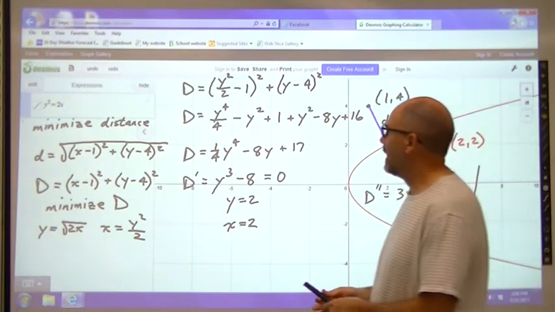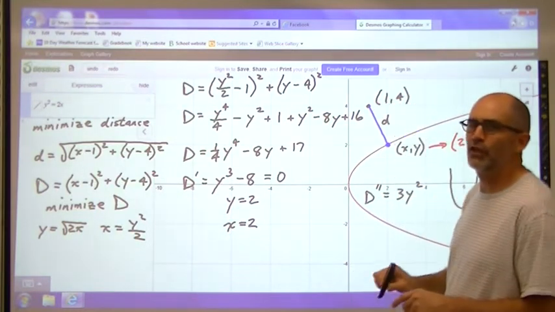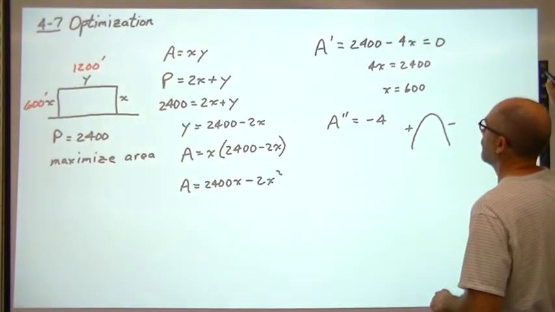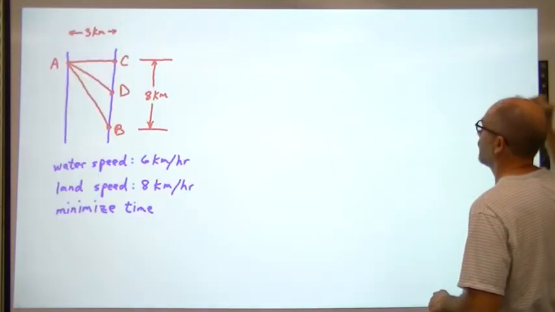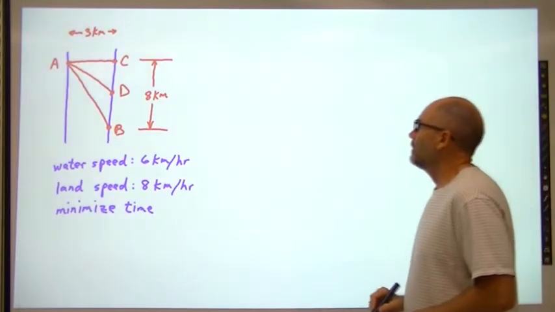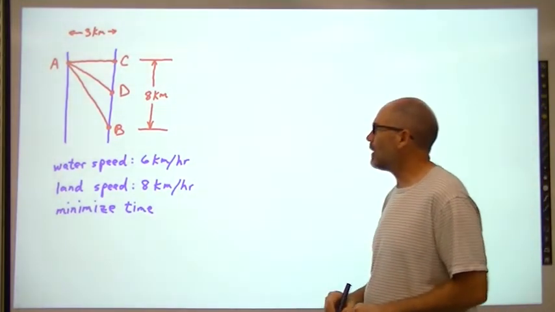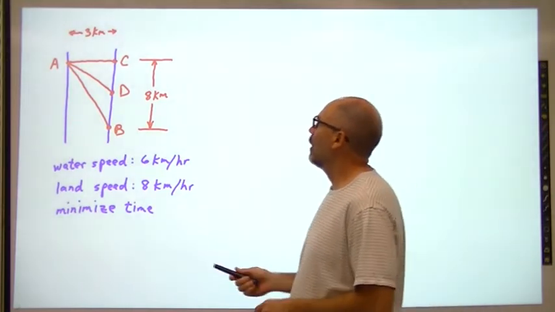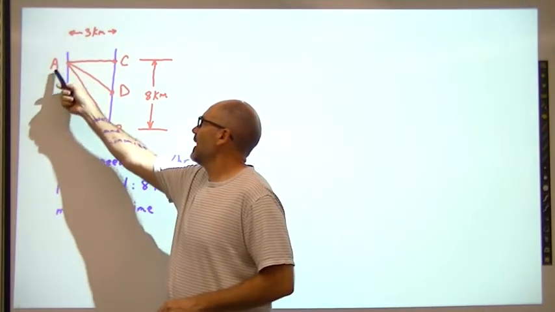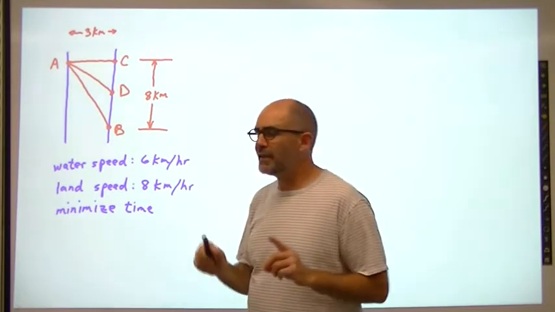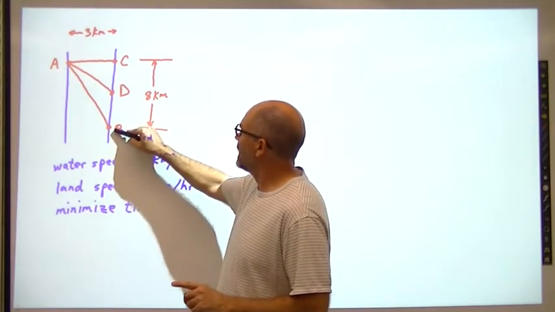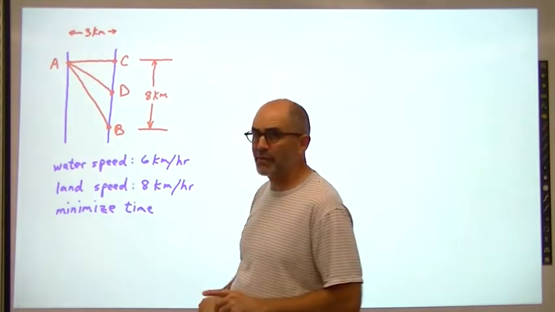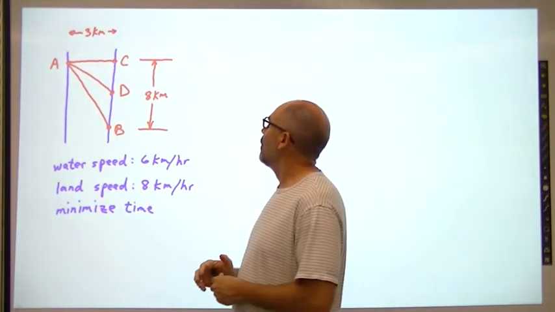One more problem, and then I'm turning you loose on the homework. All right, this time we have a person that's on one side of a stream at point A, and he wants to get to point B, which is across the stream and also downstream from it.